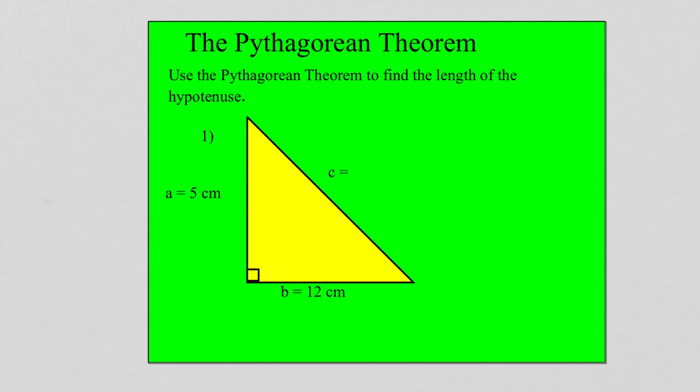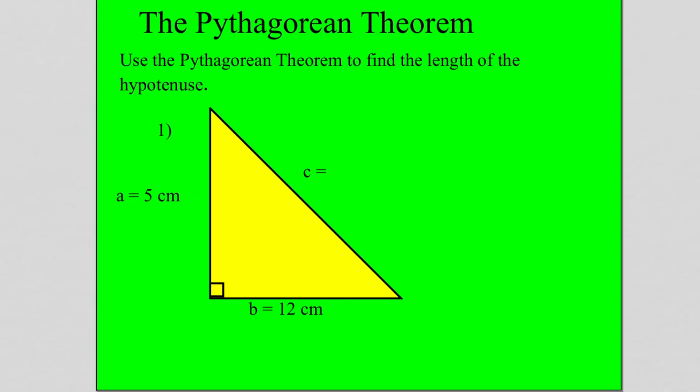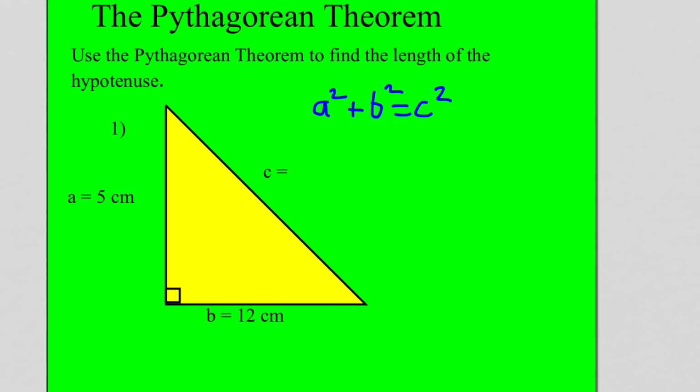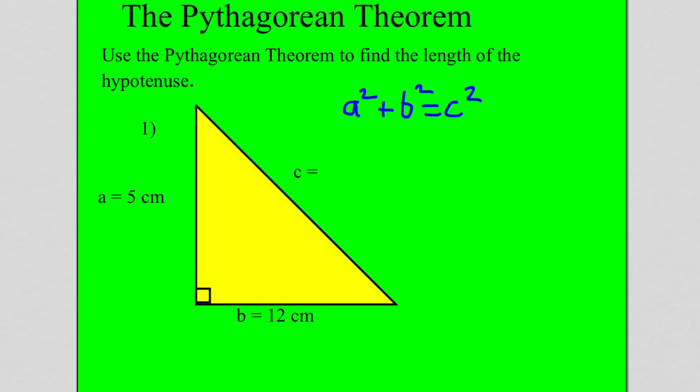So when we do this, we're essentially solving a math equation. So in this particular situation, we have a squared plus b squared equals c squared. Or c squared equals a squared plus b squared. And in this case, c squared, we don't know.